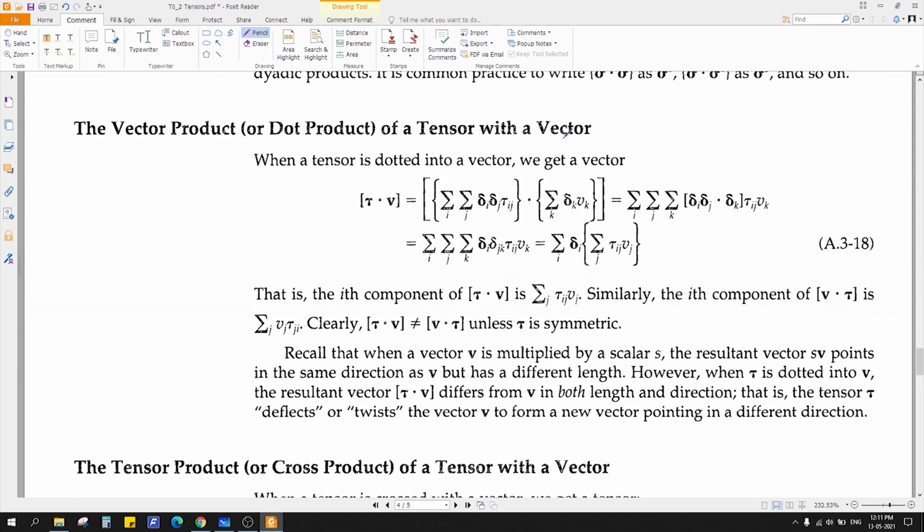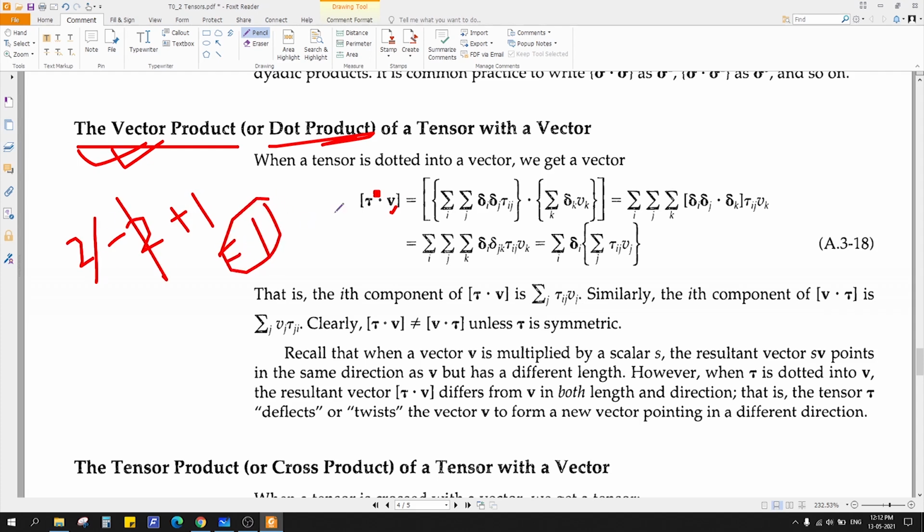What about the vector product? Why are we saying dot product of a tensor? Because we are using one single dot. Because the product is a vector. See, we have a tensor and we have a vector here. So what is the order? The tensor is 2, minus 2 for the single dot product, and plus 1. So this cancels out. The order is 1, so you are getting a vector. If you do a single dot product of a tensor and a vector, you will get a vector.